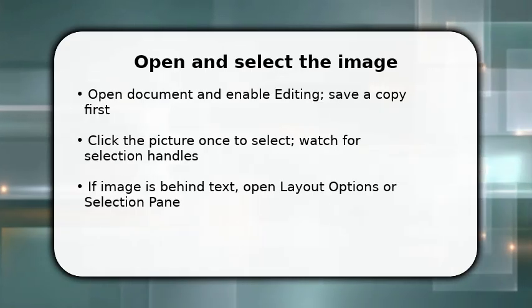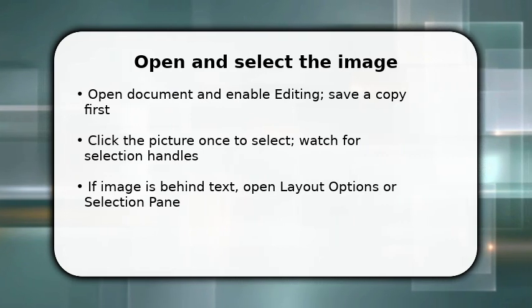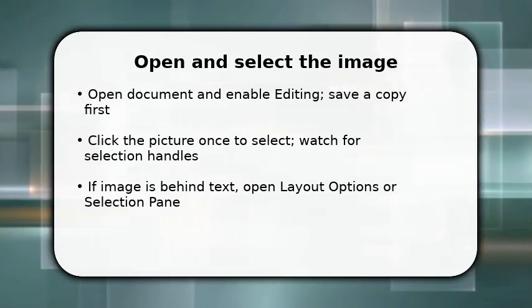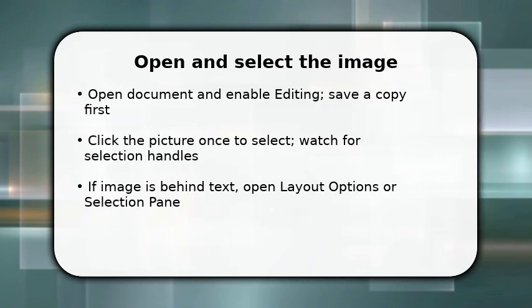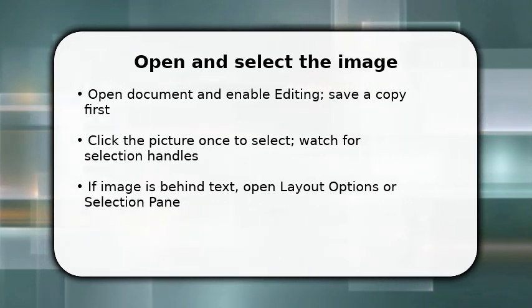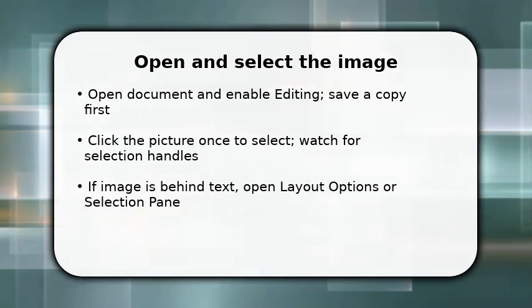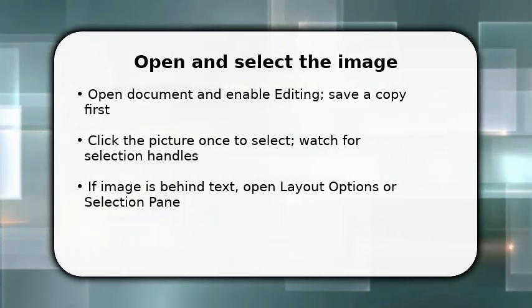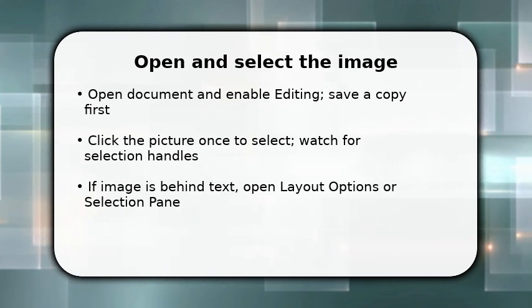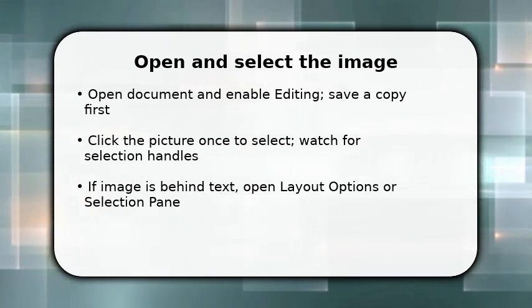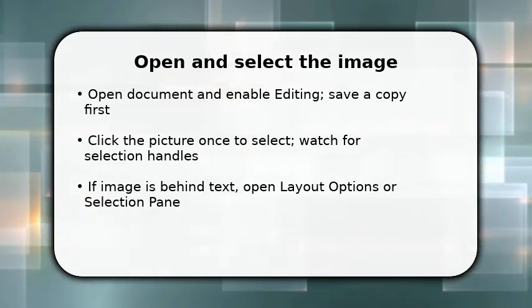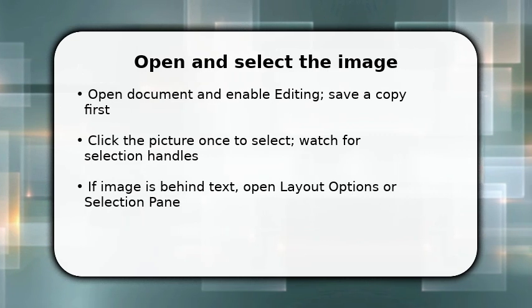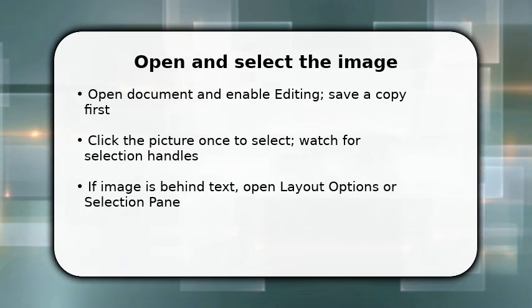You start by opening the Word file and saving a backup copy so you can undo big mistakes. Next, find the picture and click it to reveal handles that confirm it's selected. If nothing appears, the image may be behind text or in the header. Open Layout Options or the Selection pane (Home, select Selection pane) to identify it. Once you can see it in the pane, you're ready to remove it cleanly without disrupting surrounding content.